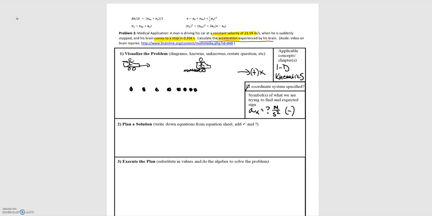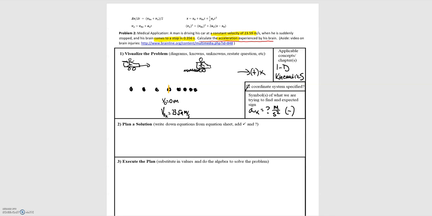Start labeling the information from the problem onto our motion diagram. So we're going to choose the initial position to be the point just before the stopping time frame. So that's going to be this point right here. We'll go ahead and call that x naught is equal to 0 meters. And then we are given that the velocity is constant to the left of this point. So we know that that velocity must still be the same. So the initial velocity is equal to 23.59 meters per second.